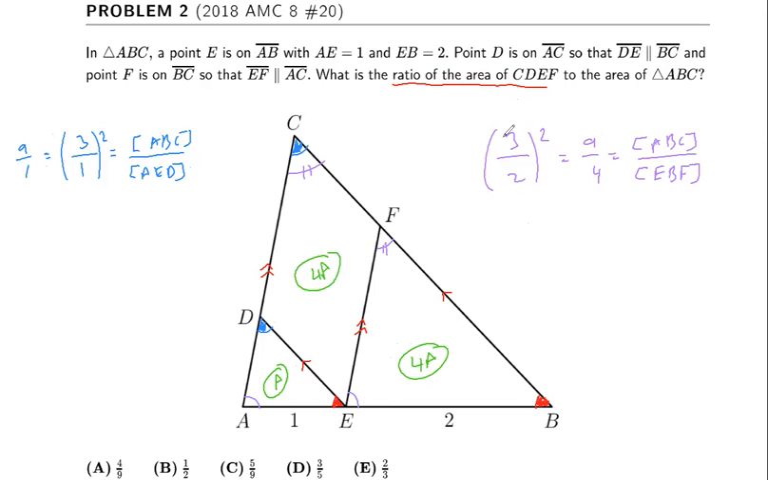So the area of the CDF is 4, divided by ABC. ABC, the whole thing, was 9. So that looks like my answer, which is our choice A.